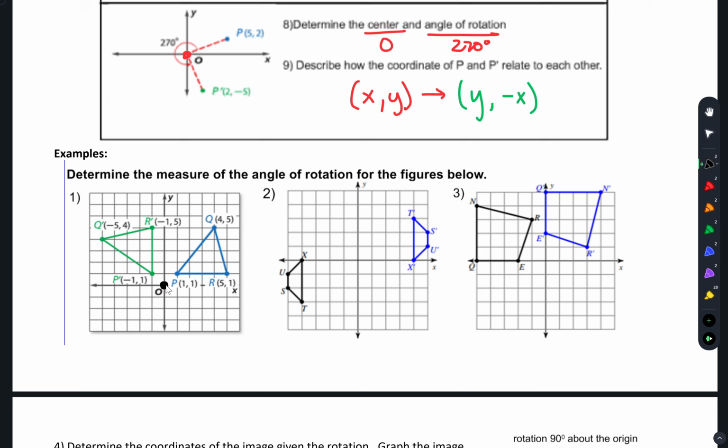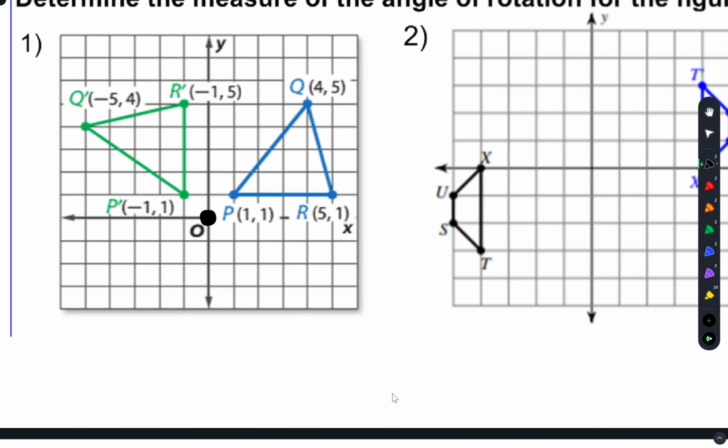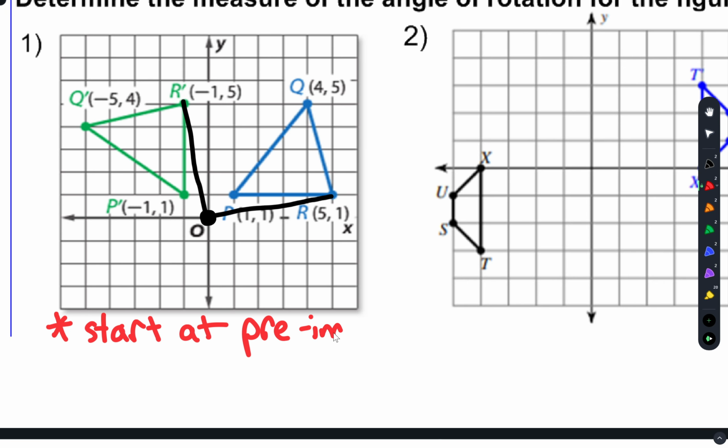So I'm going to put a big dot right there in the center to show where the middle is. And then I'm going to pick a pair of vertices. It doesn't matter whether you decide to do the P's, the Q's, the R's. I'm going to do the R's, and I'm going to connect R to the origin, and I'm going to connect R prime to the origin. Remember that when we are doing these rotations, I am always starting at the pre-image. The pre-image is the one that does not have a tick mark, so I should start here at R.